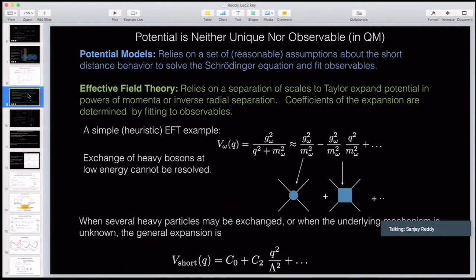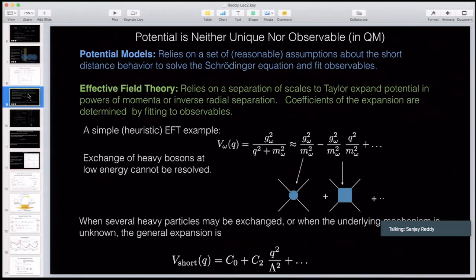Okay, so that takes me on to making some general comments about the potential. In classical mechanics, of course, we have a physical understanding of what a potential is.